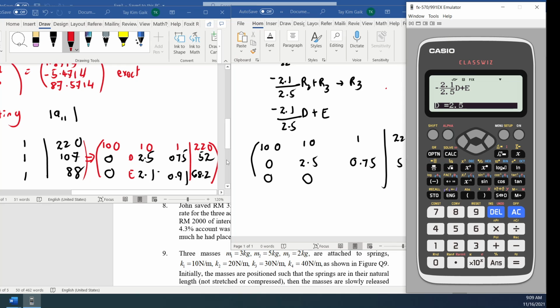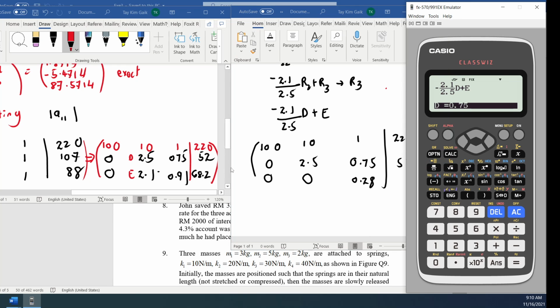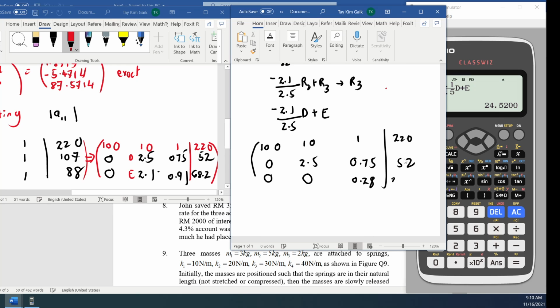Calculate column 3. D is 0.75. E is 0.91. You get 0.28. Okay, the last column, calculate. D is 52. E is 68.2. You get 24.52. Okay, so after step 4, you obtain what we call the upper triangular matrix.